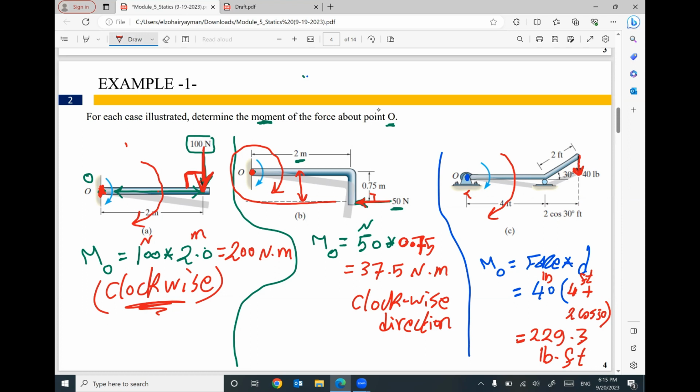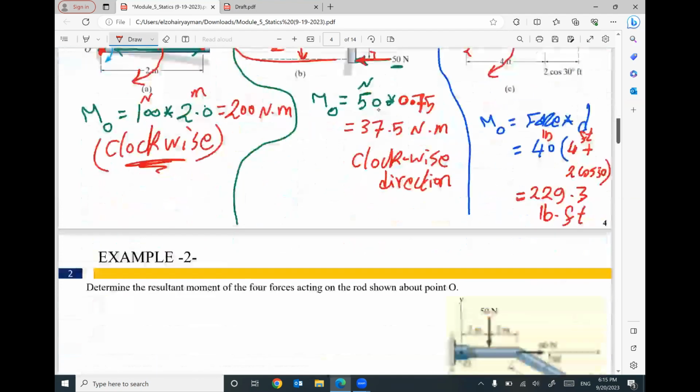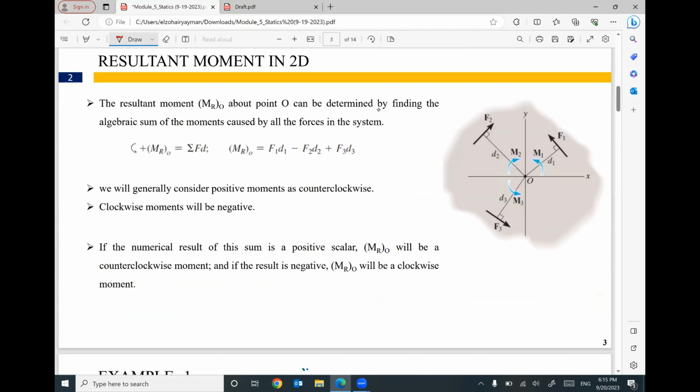Any question so far? A force times distance, but your force and your distance must be perpendicular. Keep in your mind, if we have many forces, like F1, F2, F3, and we have point O, we can get the resultant moment. Resultant moment means each force times its distance. So your resultant moment equals summation of each force times its distance.